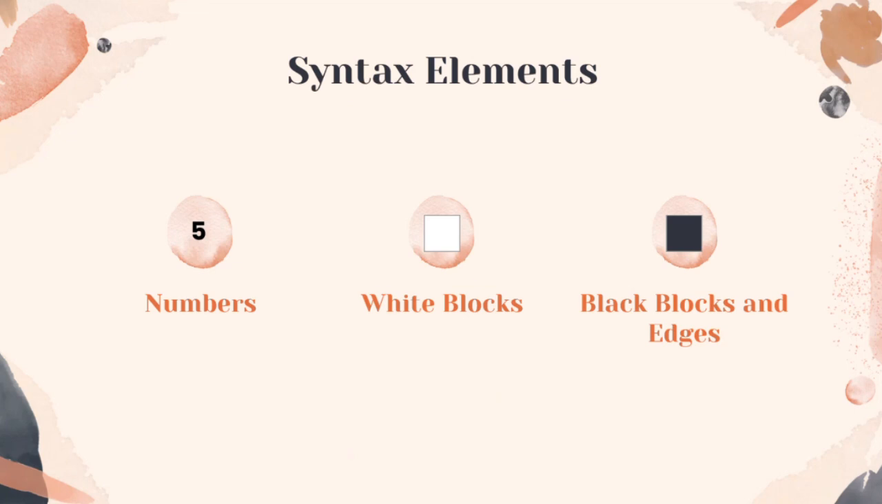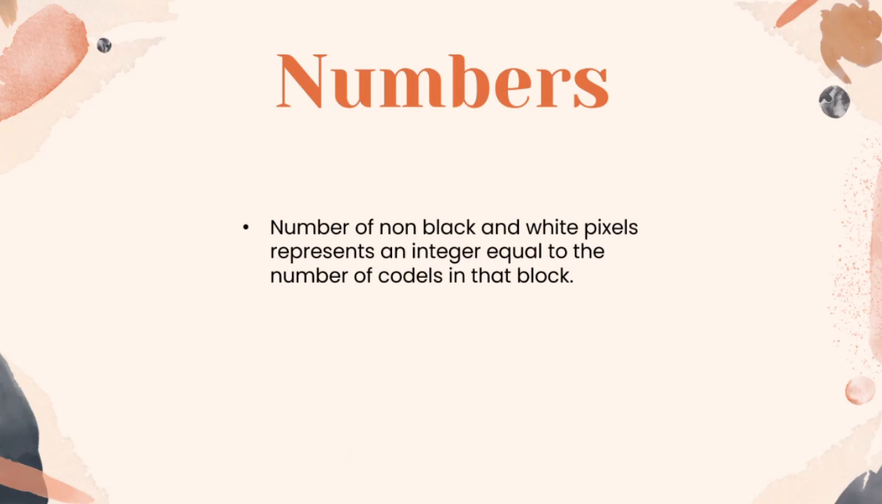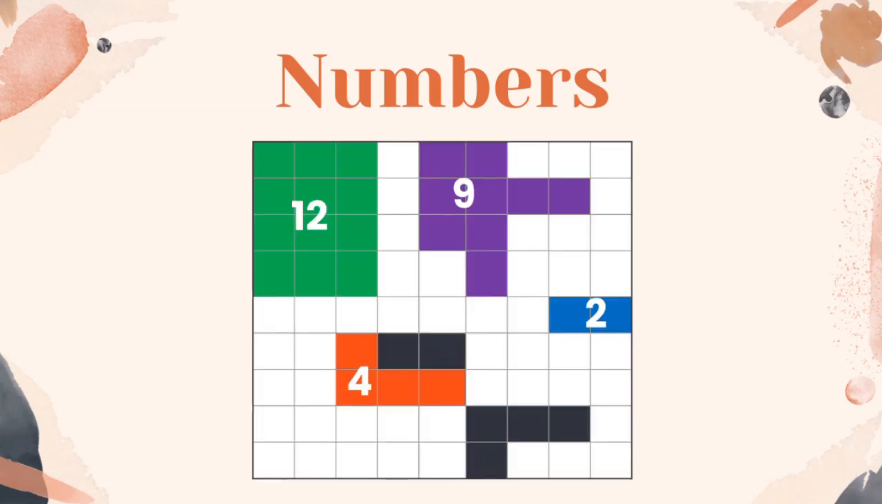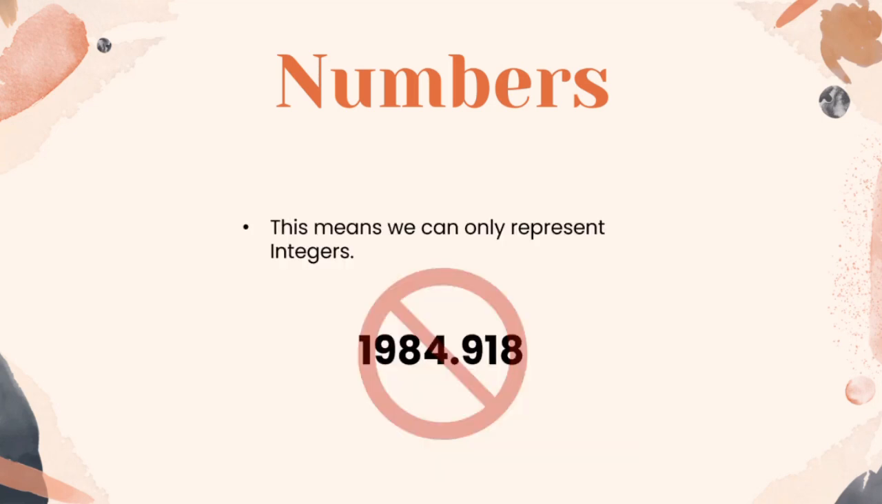And for the syntax, we have three main things. We have numbers, white blocks, black blocks, and edges. Numbers in Piet represent a block of colors, and they are the number of non-black and white pixels. For example, if we have this program, this code block represents 12, and this purple one represents 9, the red one represents 4, and the blue one represents 2. Black and white pixels or codels don't represent any numbers. And this means that we can only represent integers. We don't have any other data types in Piet.